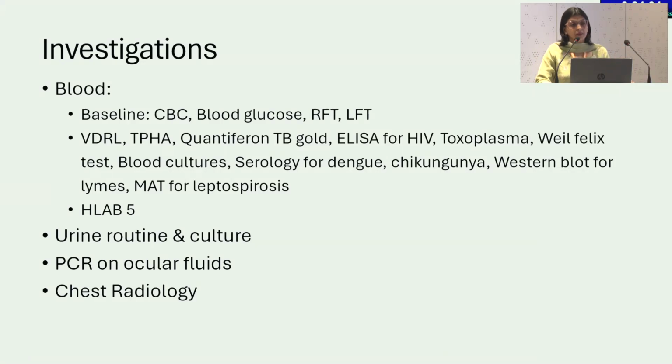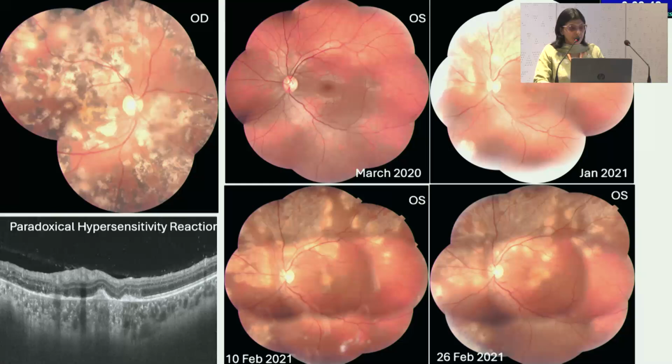So when we see retinitis, you look at the serology to rule out these infections. You can do an HLA-B51 if you are suspecting Behçet's. Blood culture and urine culture help in these cases, and sometimes you need to use PCR on the ocular fluids to confirm the diagnosis.